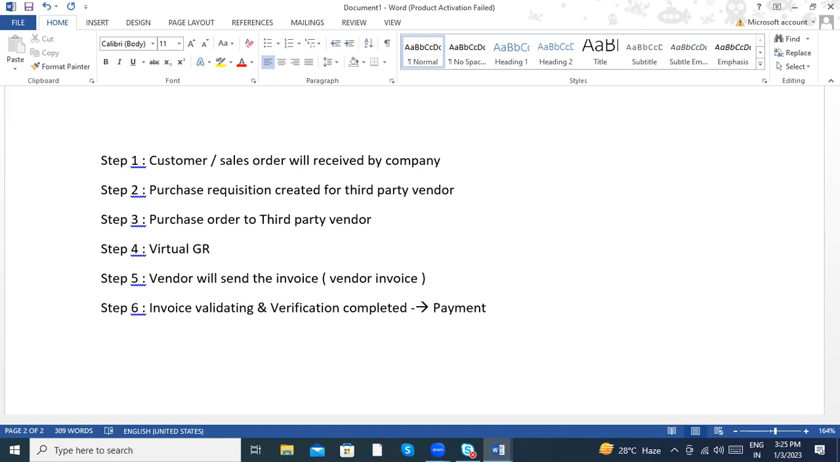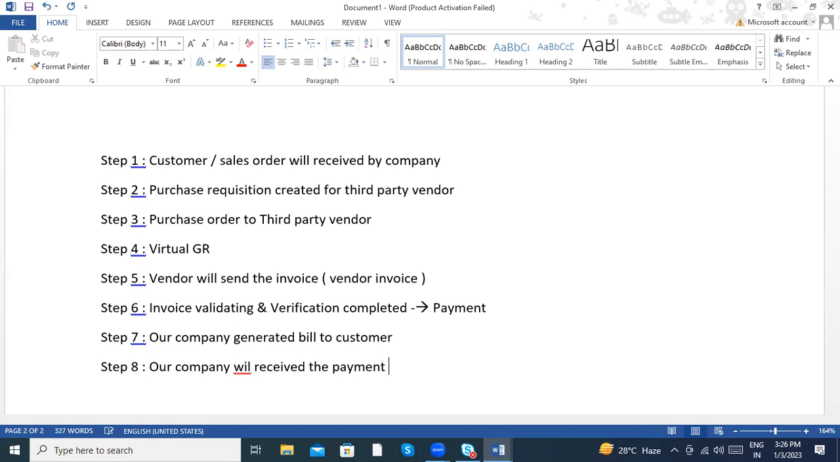Then step 7, the bill is generated to the customer. That means our company generated a bill to the customer. And step 8 is our company will receive the payment from the customer. Is it clear?